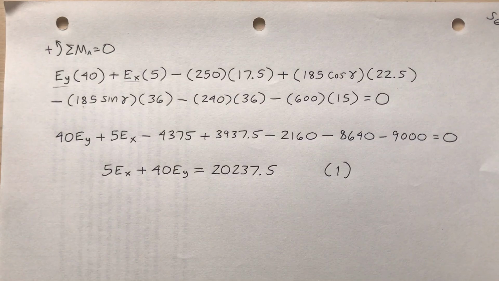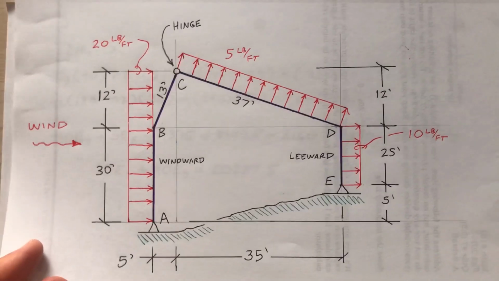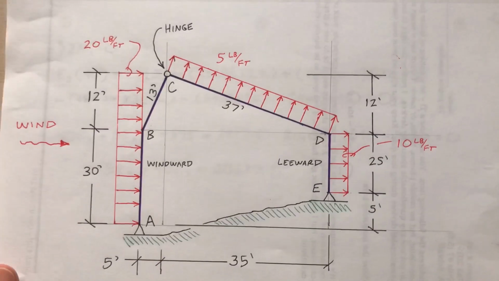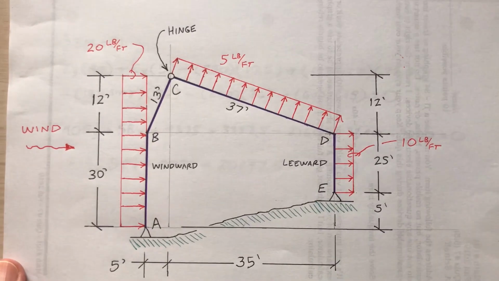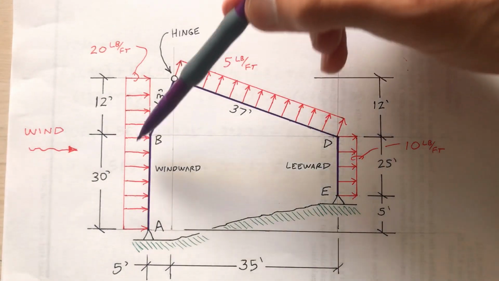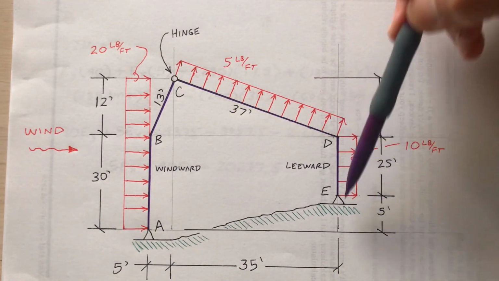Okay, well, 1 equation and 2 unknowns. I cannot solve that. So let me go back to my original drawing. See, there's a hinge here. So that hinge, I'm going to unbolt this frame at the hinge, and I'm going to consider this as 2 separate entities. I'm going to consider the left portion, and I'm going to consider the right portion.